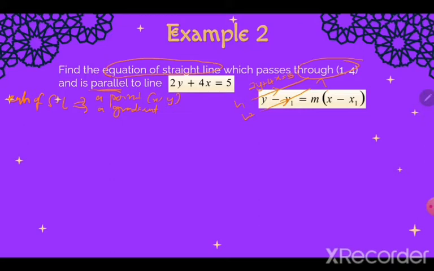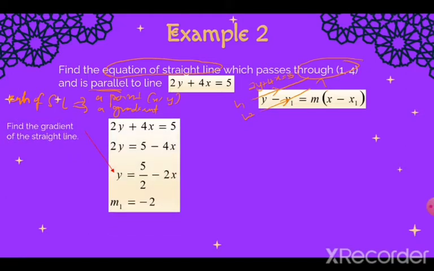So we need to find the gradient for line 1 first. Find the gradient of the straight line. From 2y plus 4x equals 5, we change it into gradient form, y equals mx plus c. So we can say that our gradient is negative 2. So the gradient of line 1 is negative 2. Therefore, we can say that the gradient of line 2 is also negative 2.